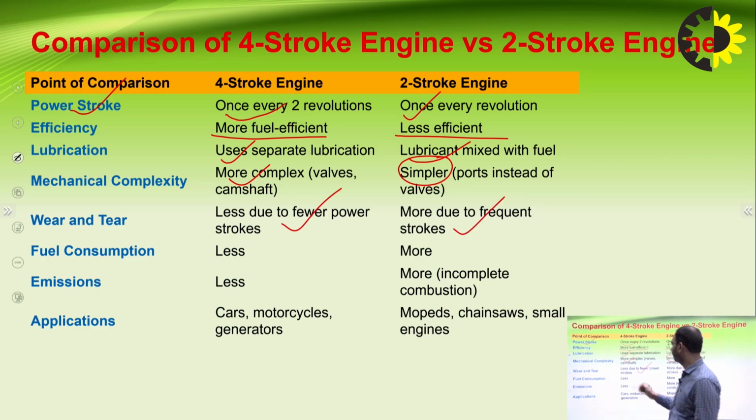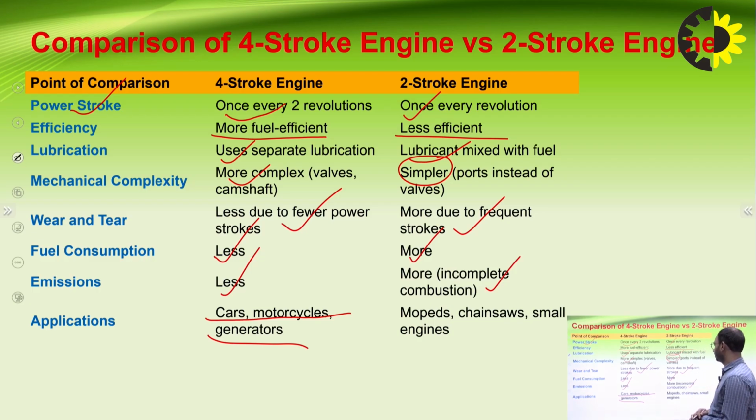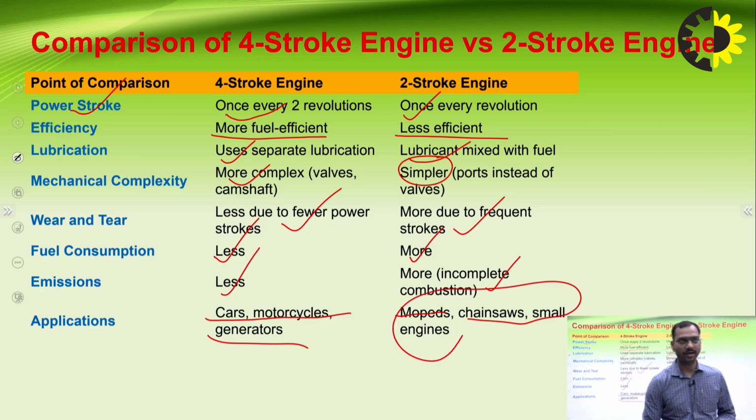Then fuel consumption: 4-stroke engine consumes less, but in 2-stroke engines, fuel consumption is more. Emissions: 4-stroke engine produces less emission, whereas 2-stroke engine produces more emissions due to incomplete combustion. Then according to application, 4-stroke engines are used in cars, motorcycles and generators, whereas 2-stroke engines are used in mopeds, chainsaws and small engines. So these are the comparison between 4-stroke and 2-stroke engine.